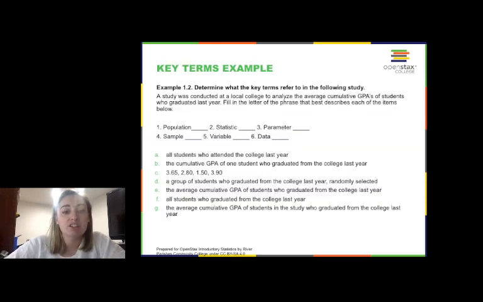If you guys want to pause the screen and try to go over this example independently, I would highly encourage it. And if you would want me to check your answers, please feel free to post in the Ask Your Instructor discussion board to get your answers to this question checked.